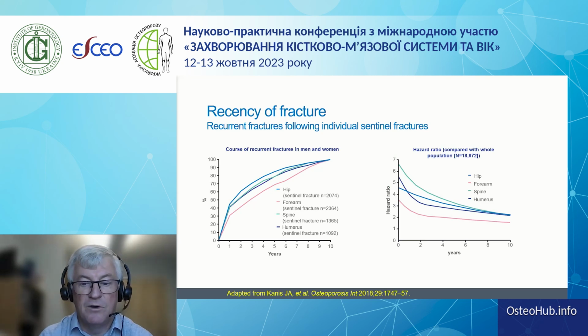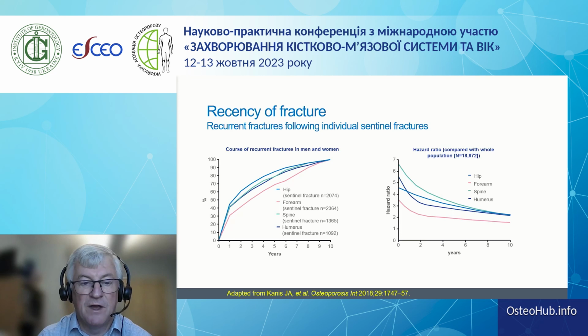So to focus on one of the adjustments that has got quite a lot of attention over the last few years is the recency of fracture. These two graphs come from an analysis of an Icelandic population-based cohort where they were followed over several decades. And then we identified groups that had sustained a sentinel fracture.